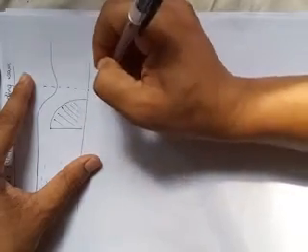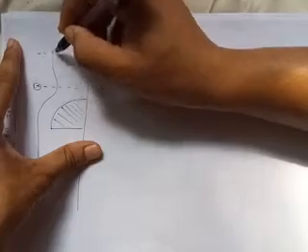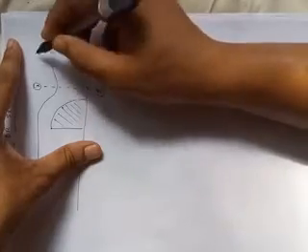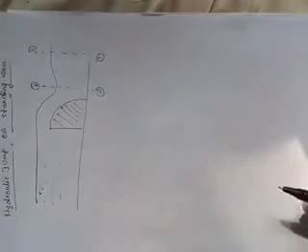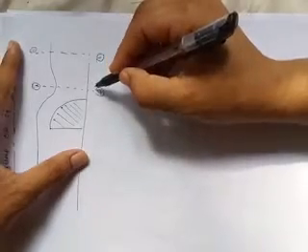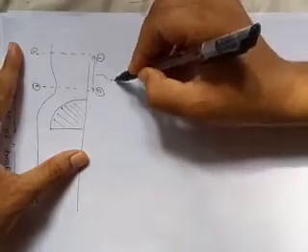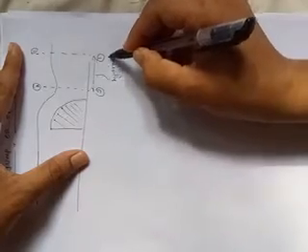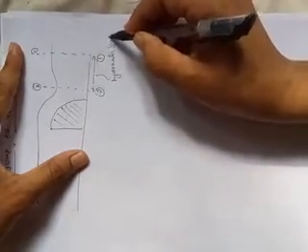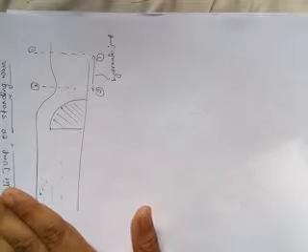Now take this as section 2 and here it is taken as section 1. From here to here the hydraulic jump takes place. Hydraulic jump. So you just see the figure.